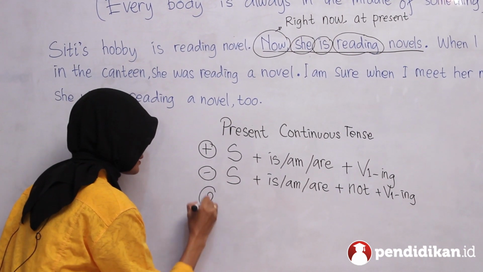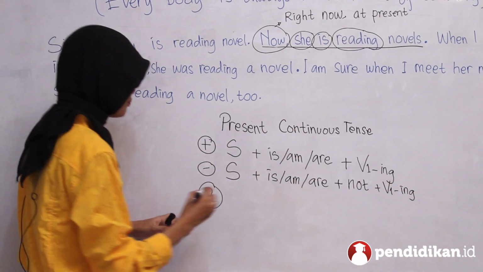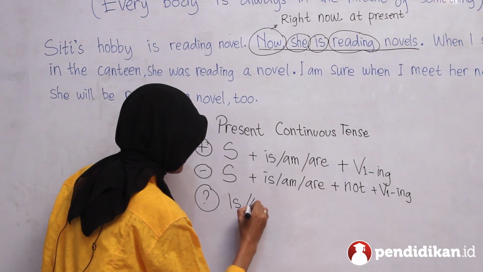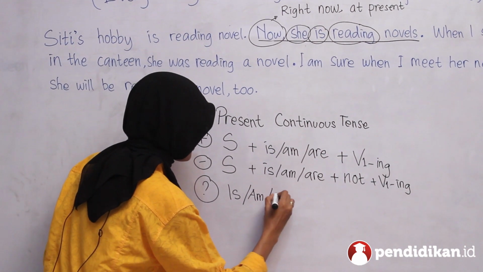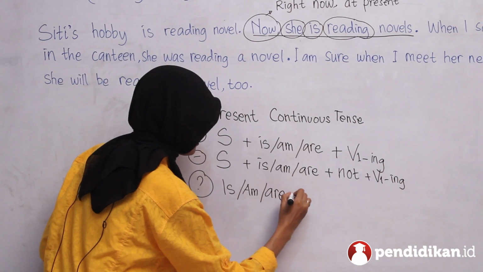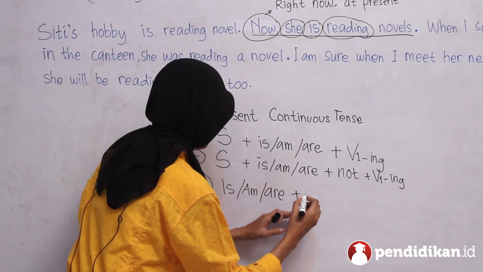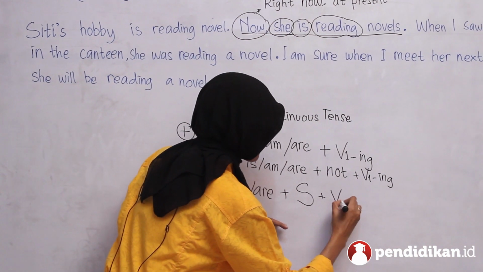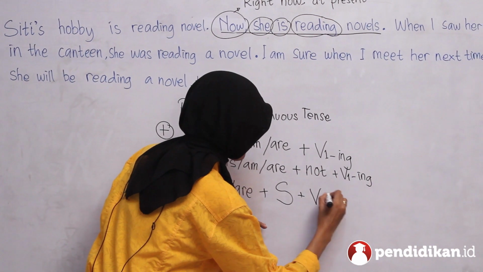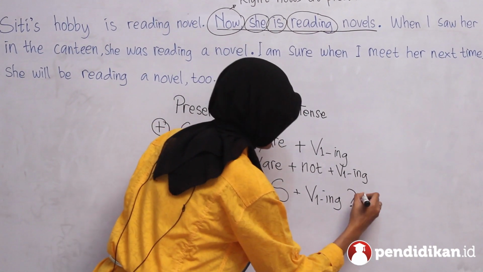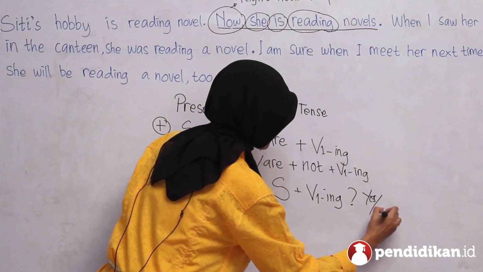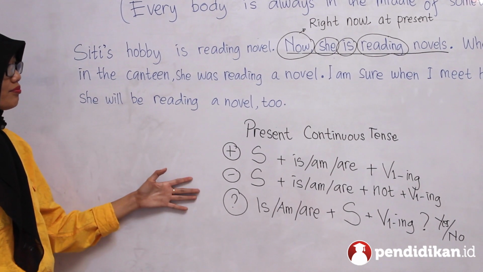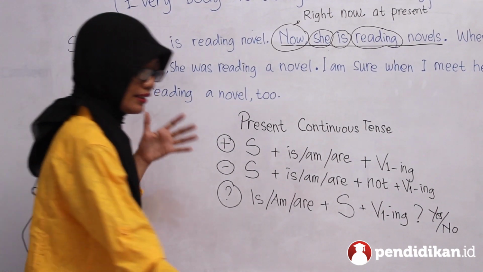And the last, to create interrogative sentence, we put is, are in front of subject plus verb 1 ing. The answer will be yes or no. Okay, is that easy?